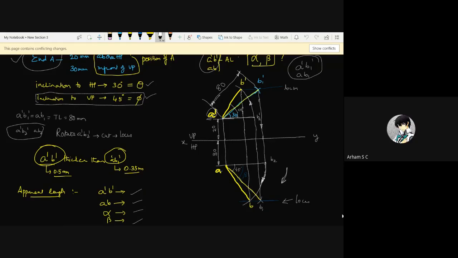So will alpha and beta be equal? Now in this problem it will not be equal. Then alpha is 47 degrees and beta is 53 degrees. Is that okay? Yeah, 53. Correct. Apparent length also you measure. A dash B dash is how much and AB is how much. That also you have to mention.